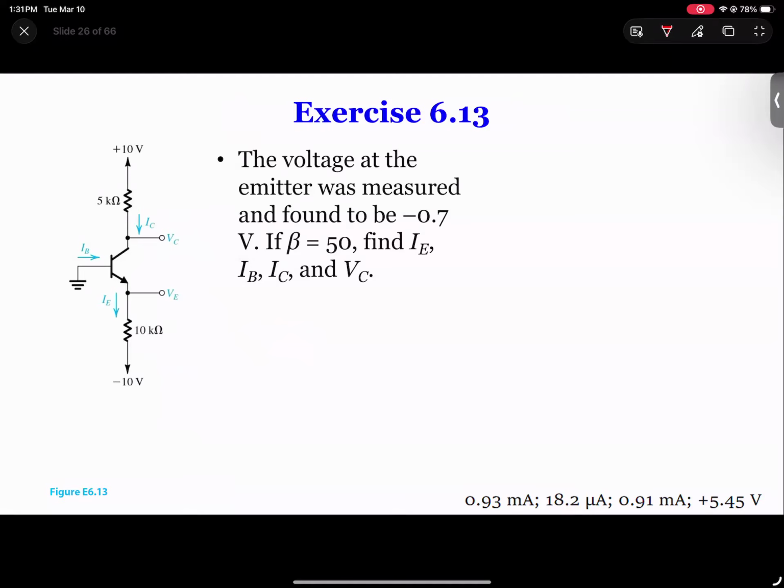The voltage at the emitter was measured minus 0.7, find IE, IB, IC. So this should be simple. Be careful whether it's in saturation or in linear mode, because we don't know. They want you to find VC. So if VC you find later is different from your assumption, you revisit.